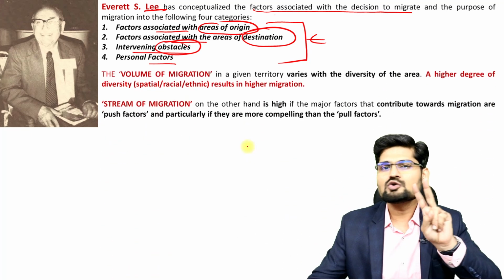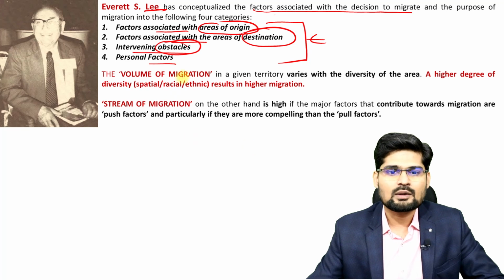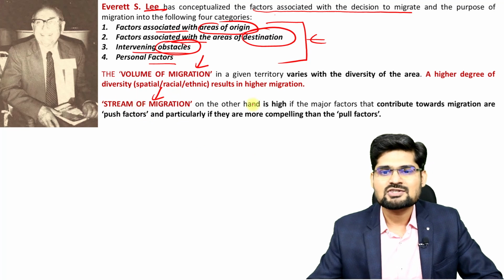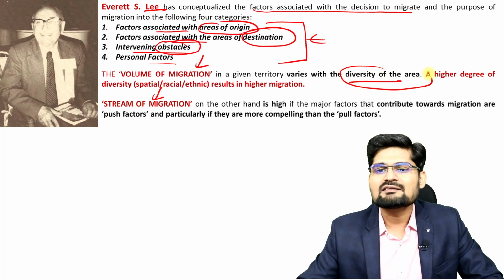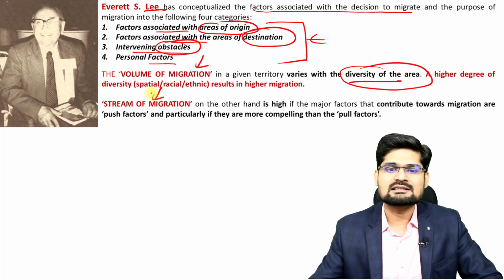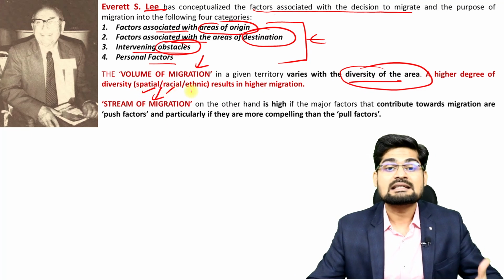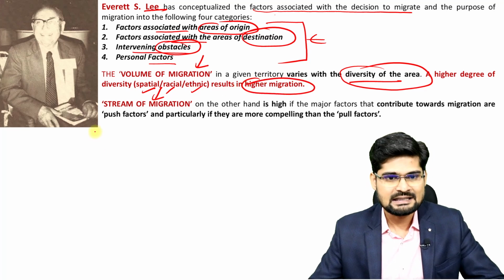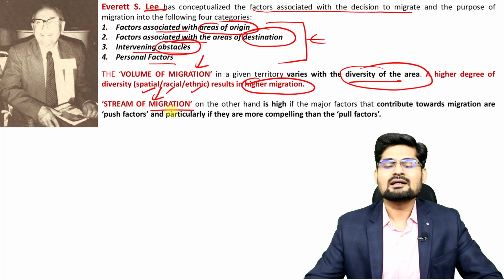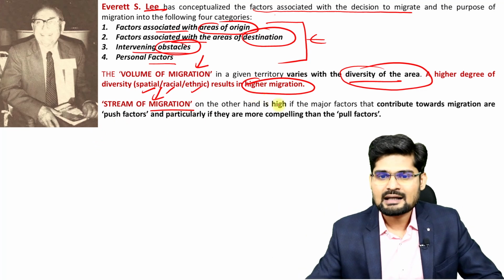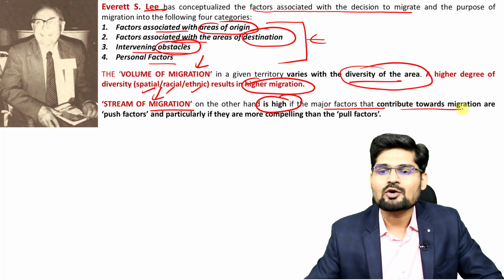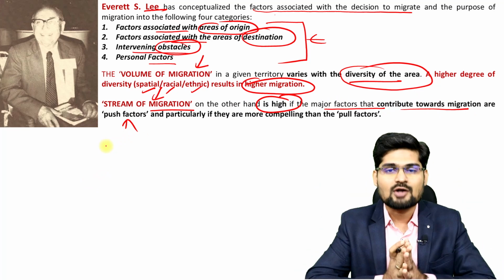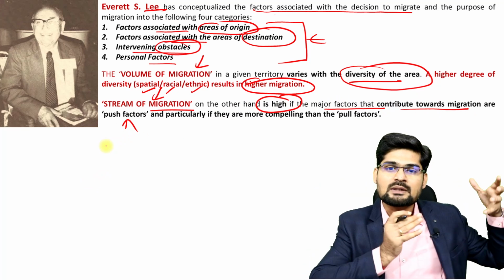To understand this, two important things are there in Lee's theory. One is the volume of migration and one is the stream of migration. Remember, volume of migration is supposed to be proportional to the diversity of the area. A high degree of diversity, that is spatial diversity, racial diversity, ethnic diversity, results in higher migration. This was the relationship given by Lee. And stream of migration is basically the wave of migration in a particular direction, right? It is high if the major factors that contribute towards migration are push factors. It means if push factors are dominating more, the stream of migration will be more, right?